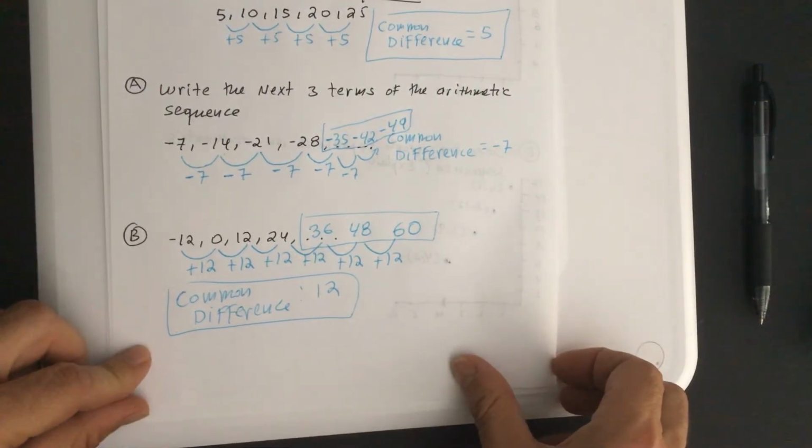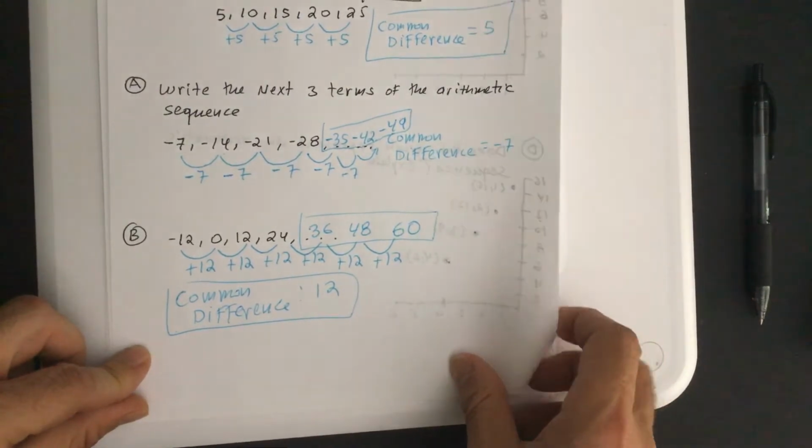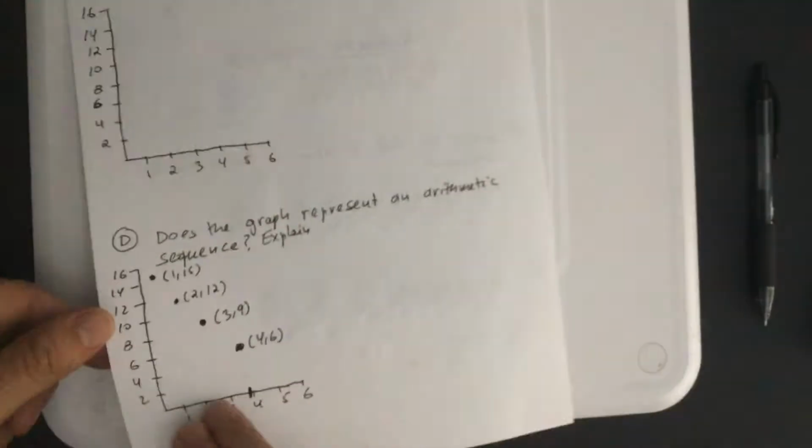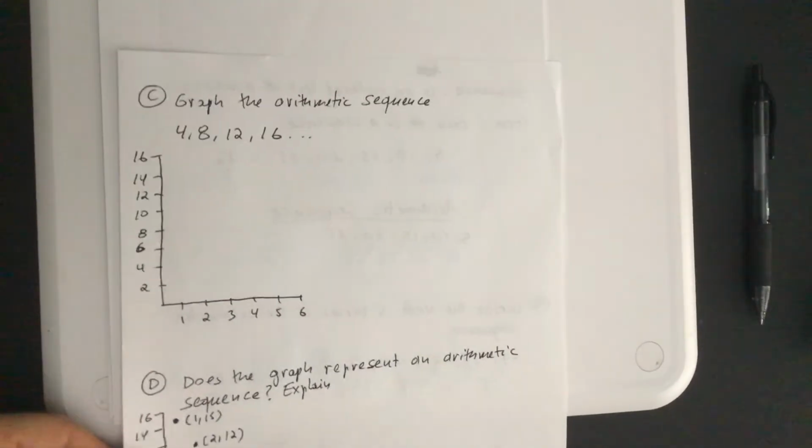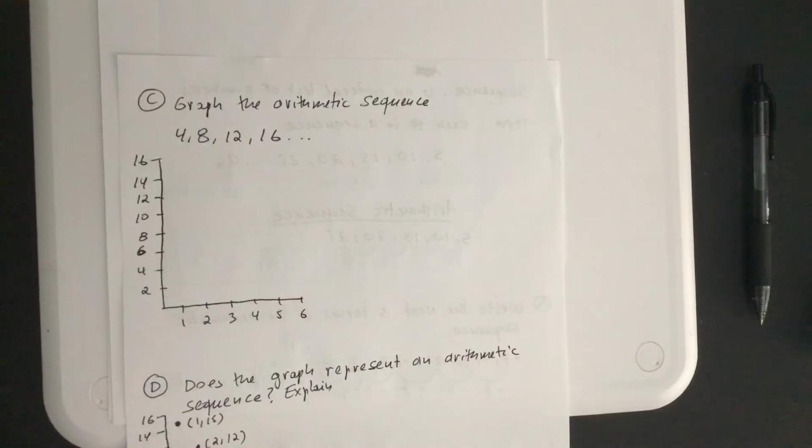All right, I hope it's easy. Let's take a look at something else. Now let's take a look at this graph over here. It says graph the arithmetic sequence 4, 8, 12, and 16. Okay, I don't have any graph paper, but this is the best I can do.